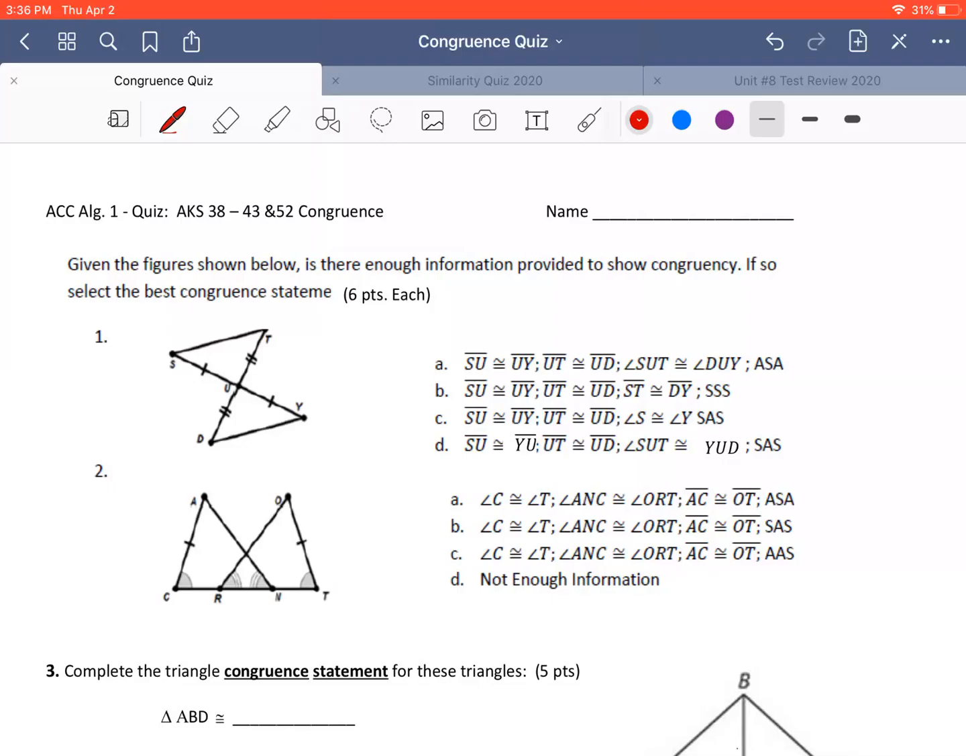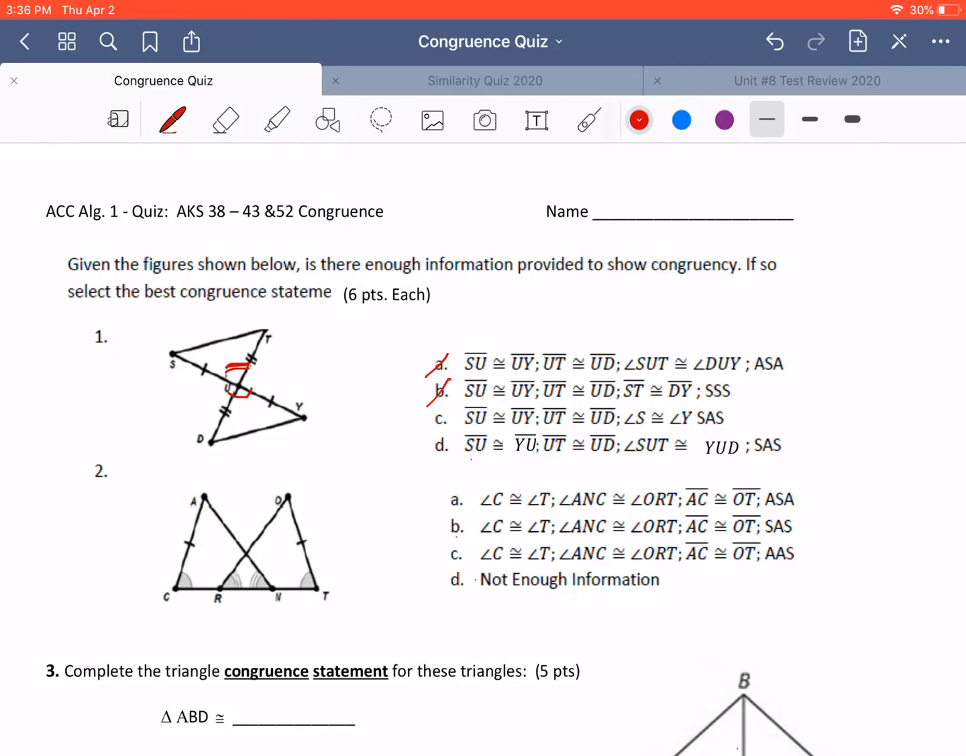Okay, so I'm going to go over the congruence quiz with you guys. If we look at number 1, you can see that these two angles right here are vertical angles, and vertical angles are congruent. So these two must be congruent by side, angle, side, because the angle is between the two sides, meaning it's the included angle. So the answer cannot be A or B.